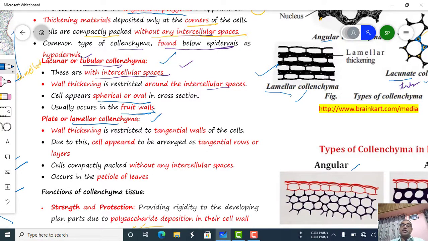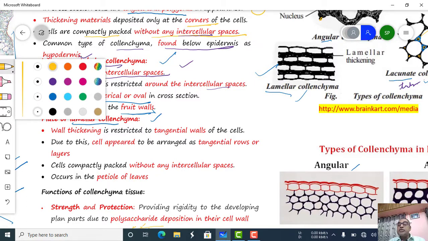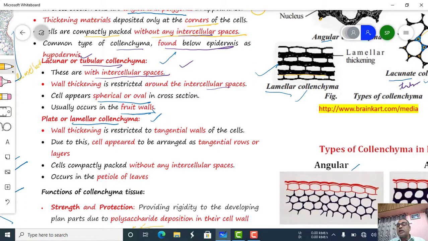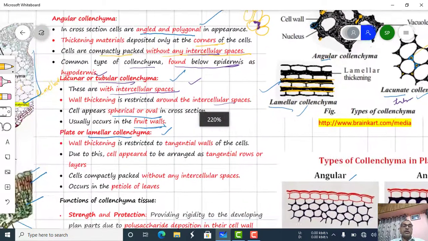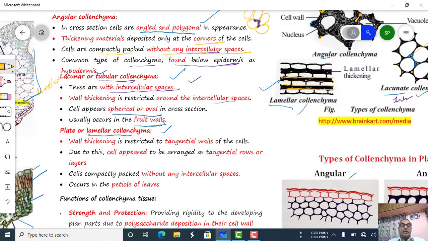Wall thickening is restricted to the tangential walls of the cells. Where is the tangential wall? If you see here, suppose this is a cell layer, this one becomes the tangential wall. When wall thickening is present along the tangential walls, then this collenchyma is called the lamellar collenchyma.